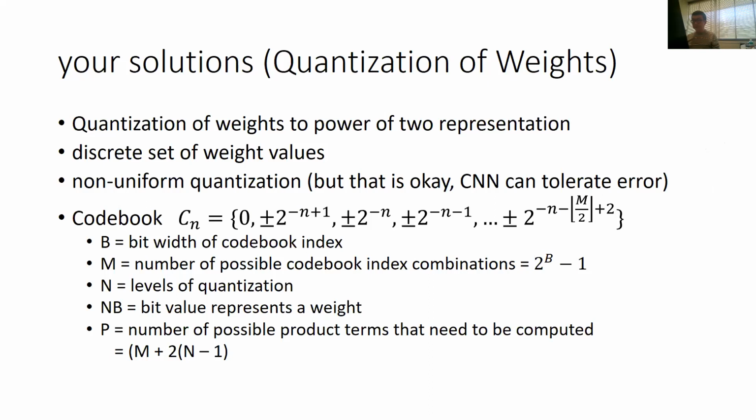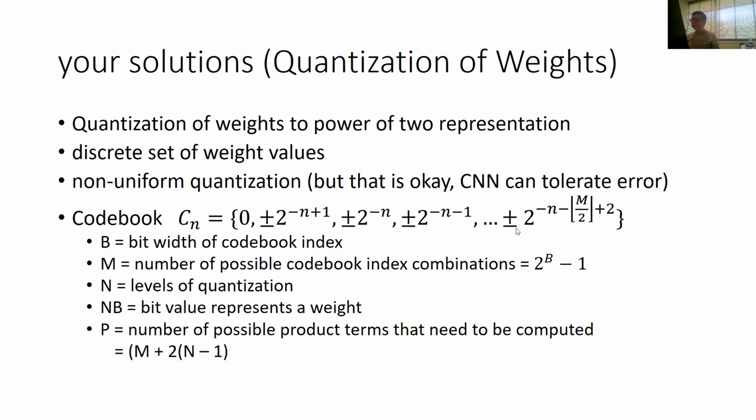So for our quantization algorithm, we're going to define a code book that looks something like this set CN here. It's going to contain 0, 2 to the 0, and 2 to negative powers. I'll define some numbers up front, and then we'll do an example on the next slide. So B is going to be the bit width of the codebook index. So we'll use 4 bits for a running example. M is the number of possible index combinations. So typically we think that's 2 to the power of B.